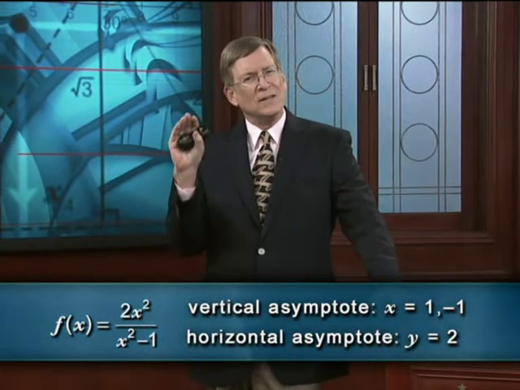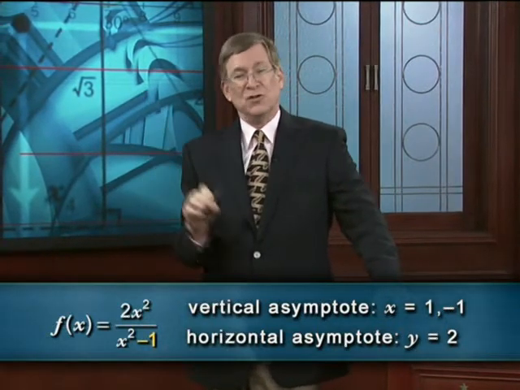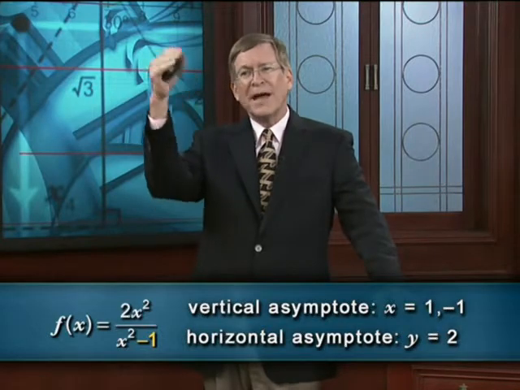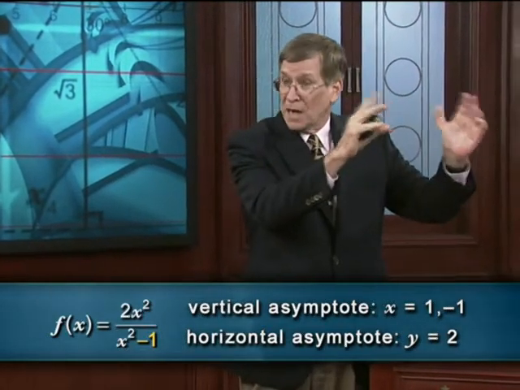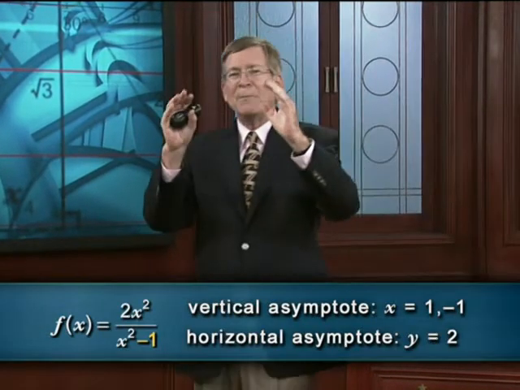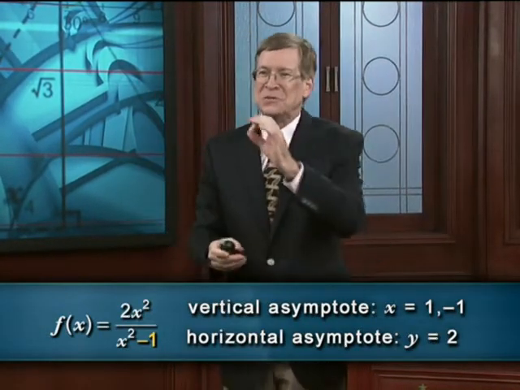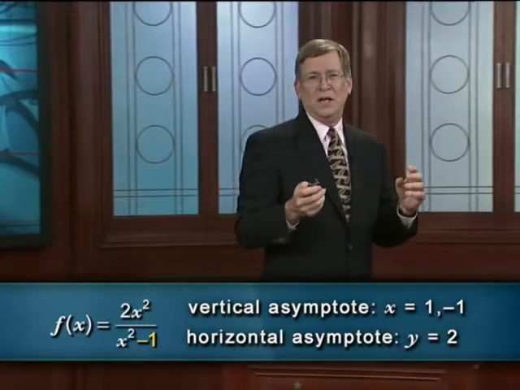When x is really large, that minus 1 becomes irrelevant. And it's really 2x squared divided by x squared. They're both going to infinity, I admit that. But the top one is twice the bottom one. So you see that the horizontal asymptote is y equals 2.